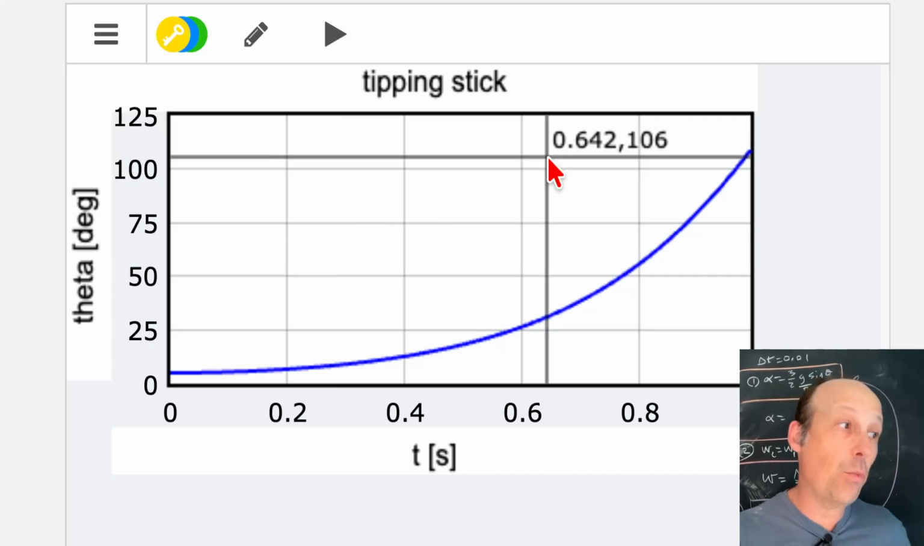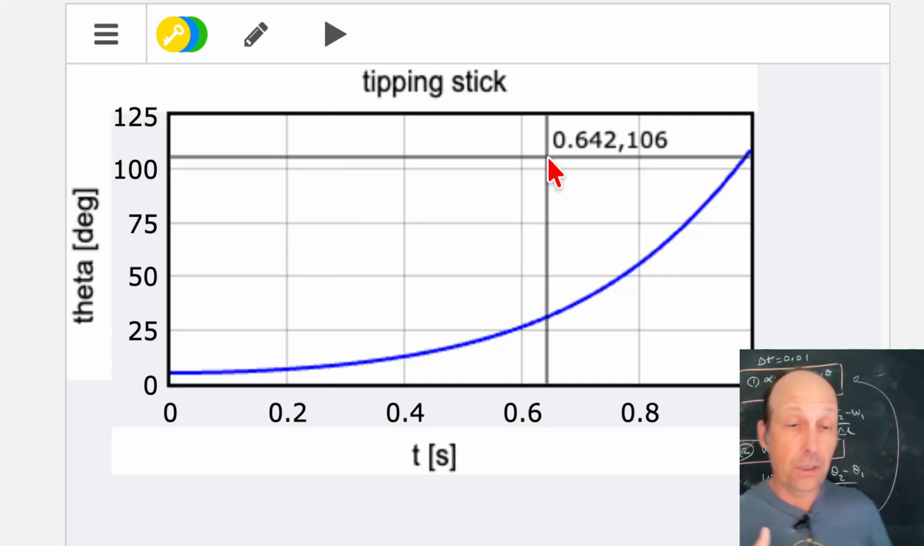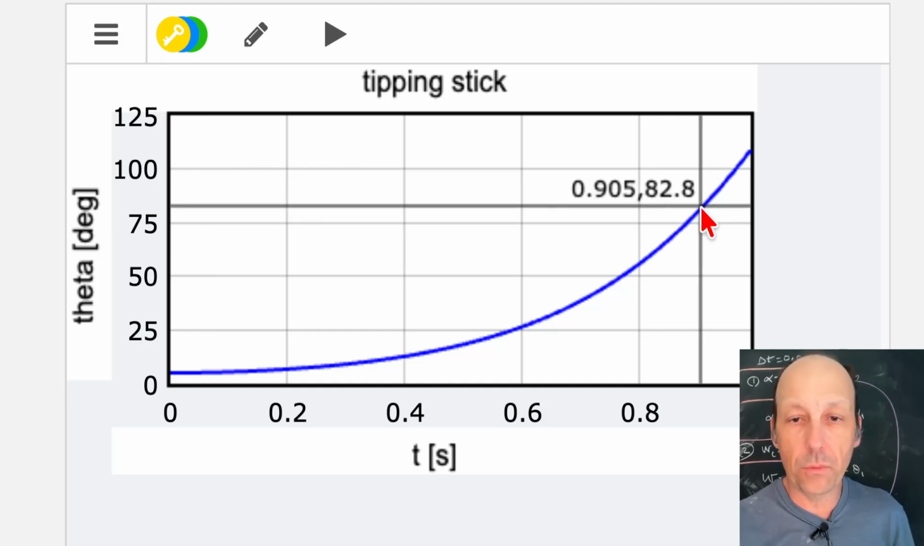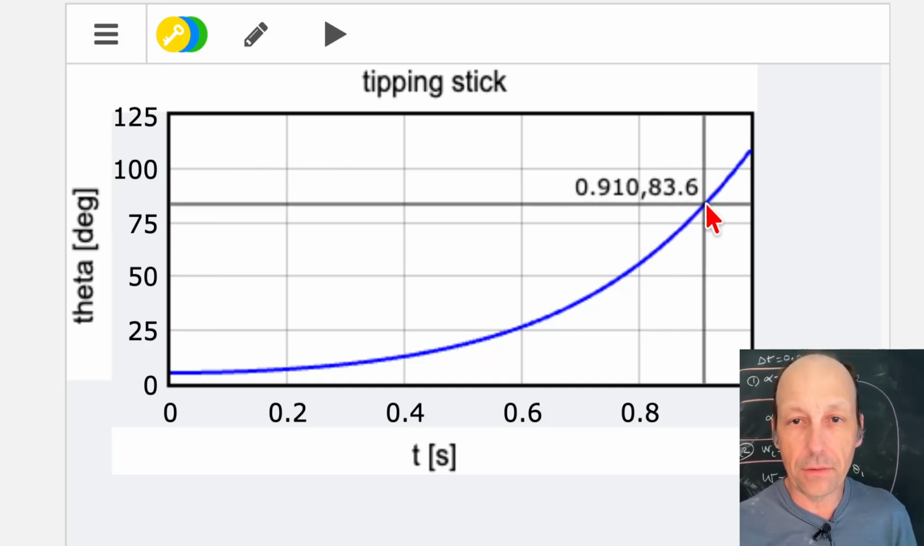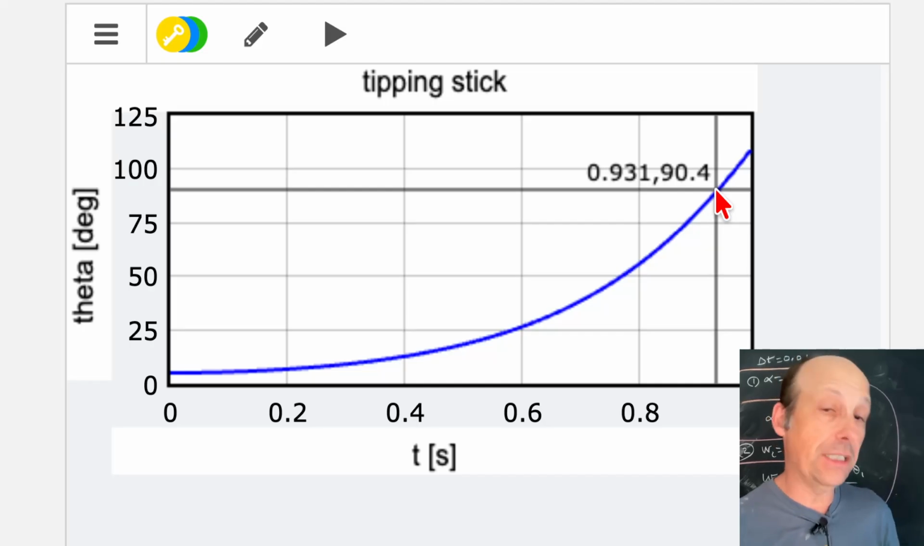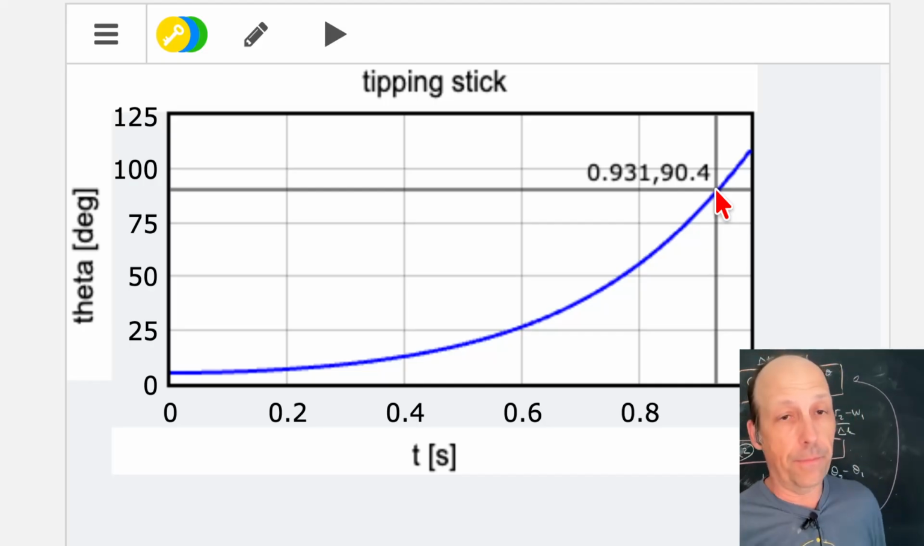So you see it actually went past 90 degrees. So you could just say, when did it hit the ground? Well, what's the 90, right? 90 would be right here. So it took 0.93 seconds. So that's fine. You could leave it right there.